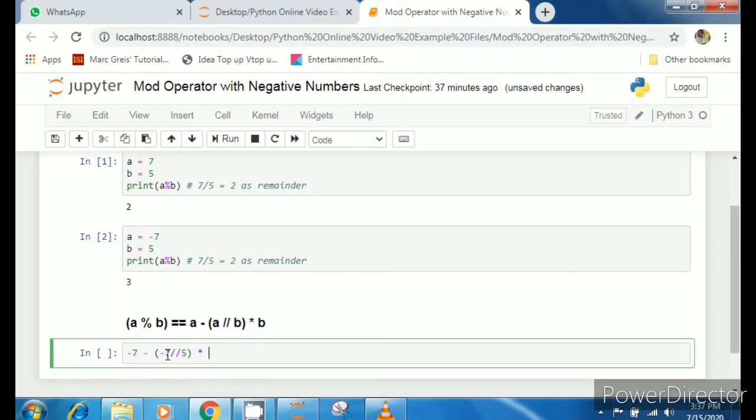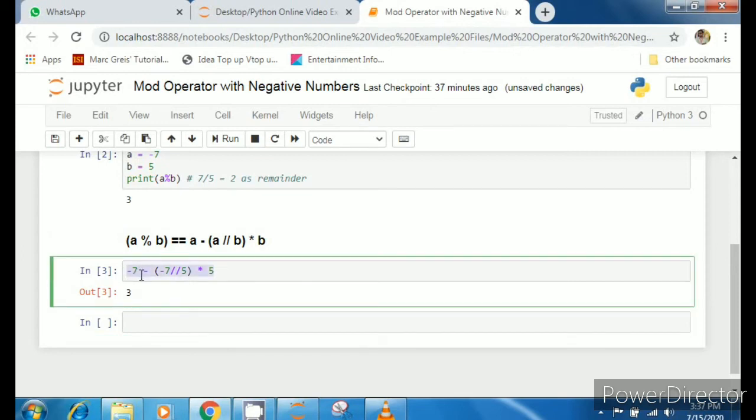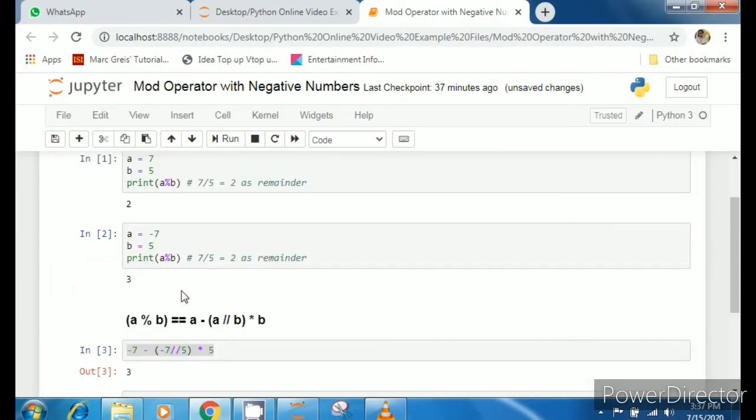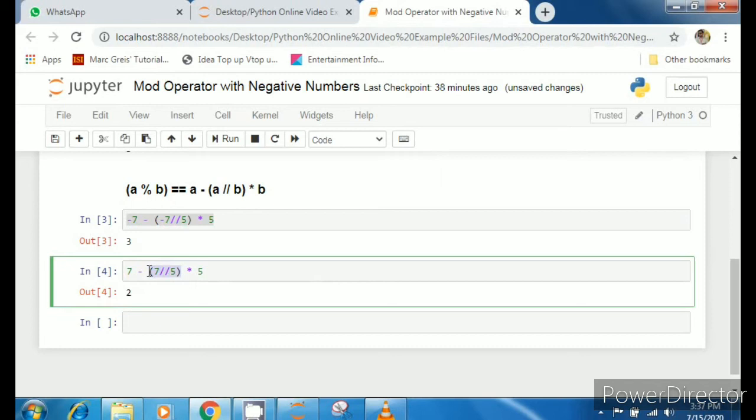And see what happens here. Shift enter. Okay, so this is the answer. This is 3, and this is the answer we got previously. So internally this mod operator undergoes these two operations, floor division and multiplication, and this works equally for non-negative numbers as well. So this is the basic operation of the modulus operator.